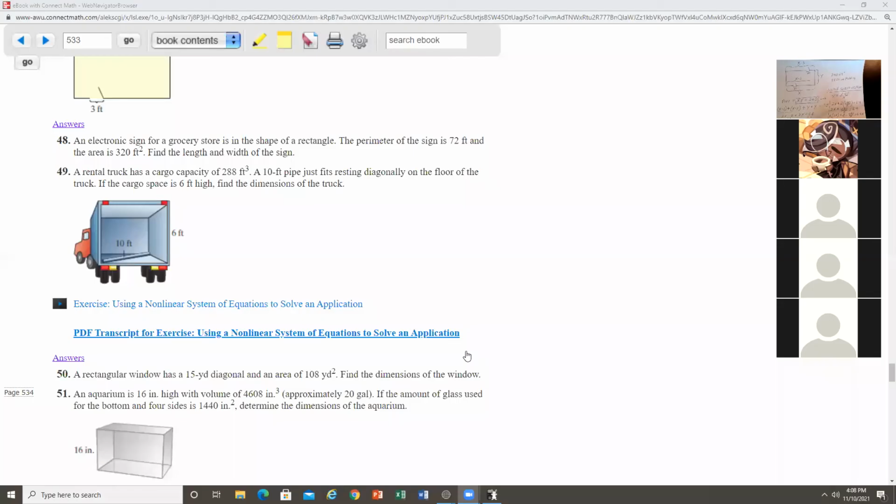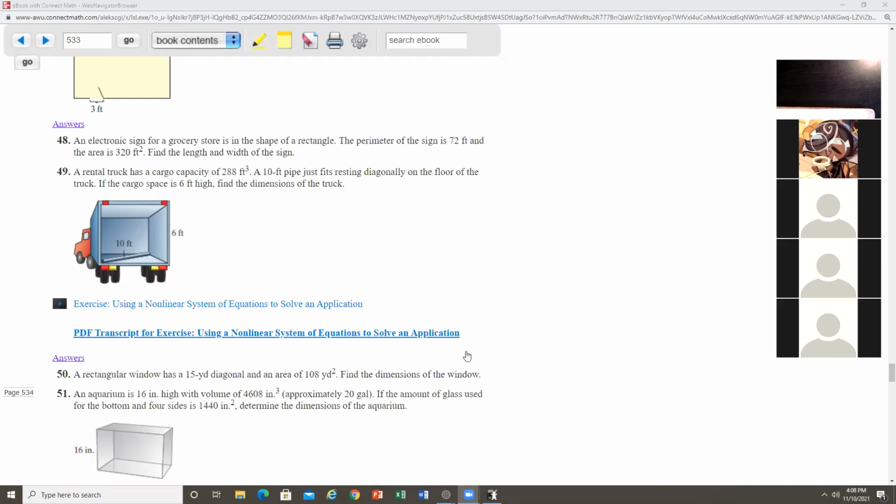Let's look at one more. Number 49. A rental truck has a cargo capacity of 288 cubic feet. That's volume. A 10-foot pipe just fits resting diagonally on the floor of the truck. If the cargo space is 6 feet high, what are the dimensions of the truck? What's the length, width, and height?